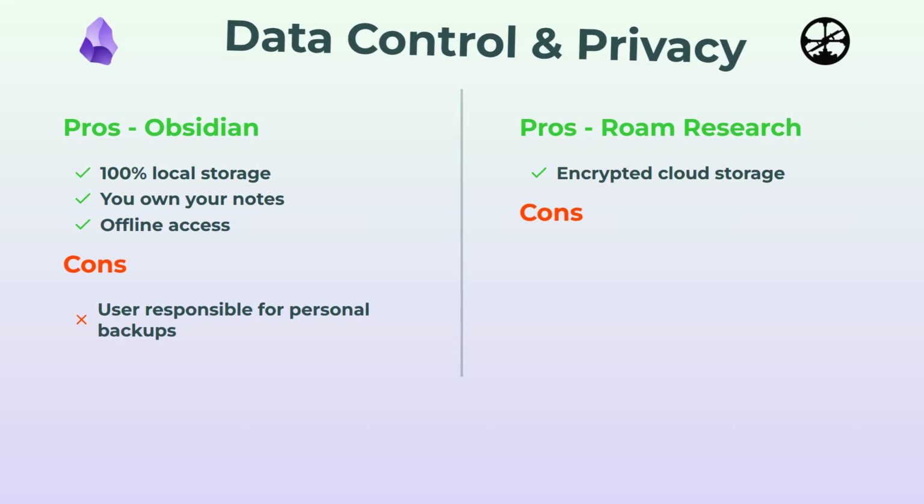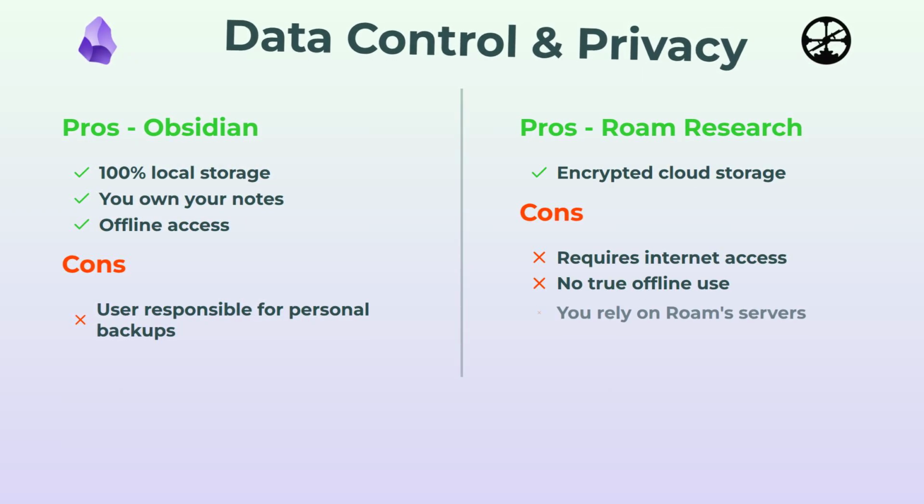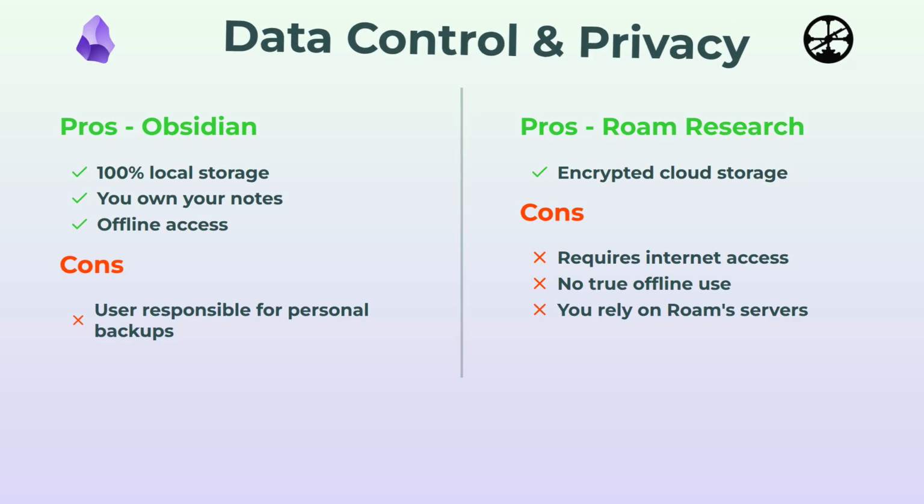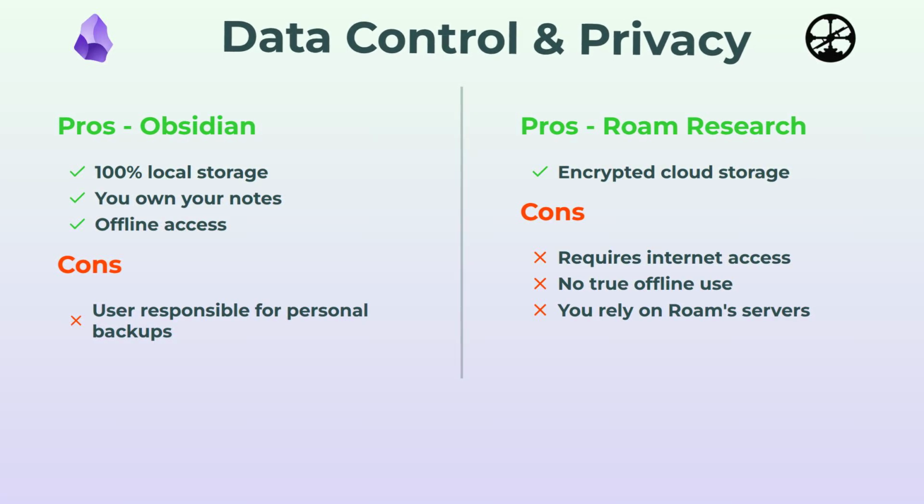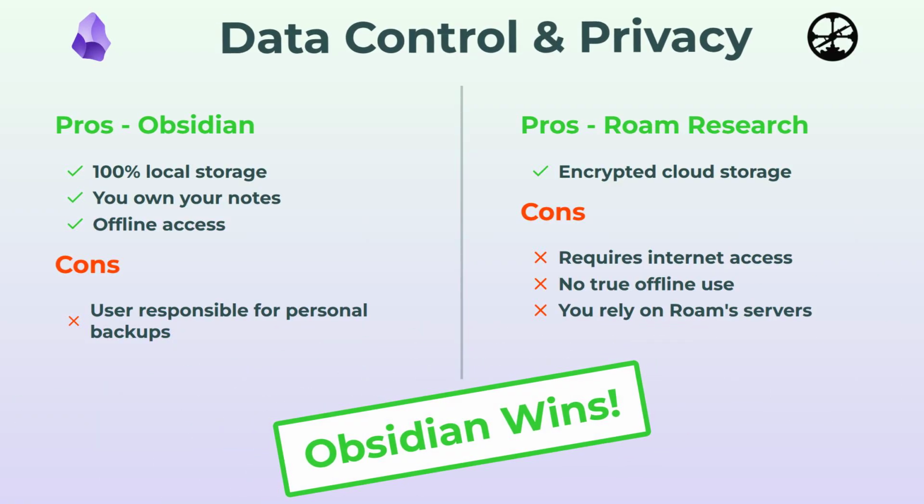On the other side, Roam gives you encrypted cloud storage. Sounds secure, but you need internet to do, like, anything. Plus, your notes are on Roam's servers, and you don't have that same feeling of control. So, if privacy and independence are your jam, Obsidian takes this round for sure.